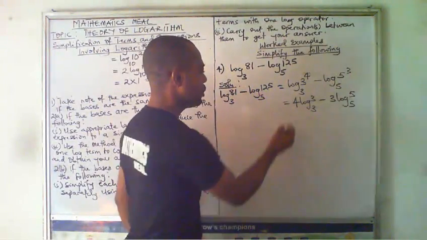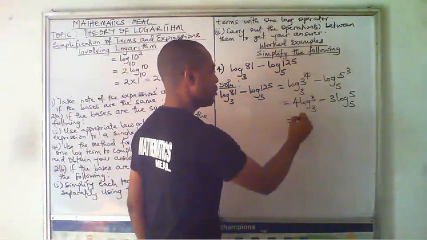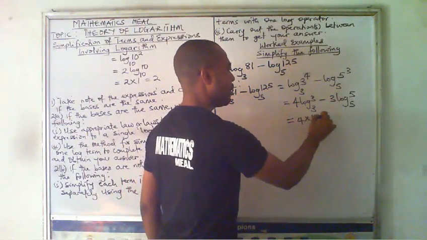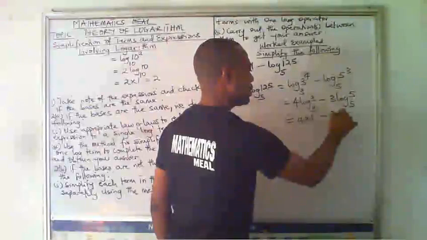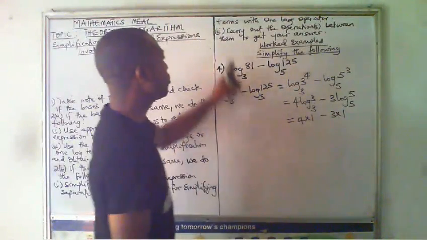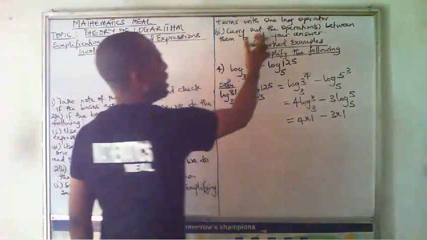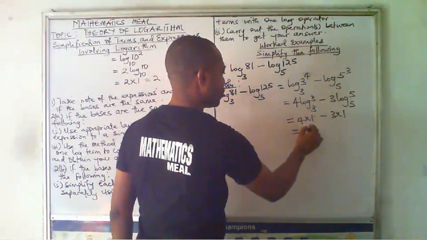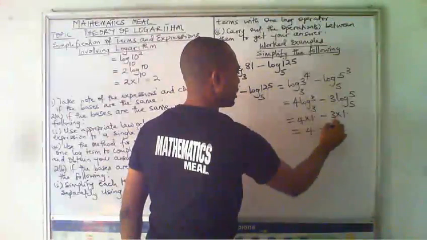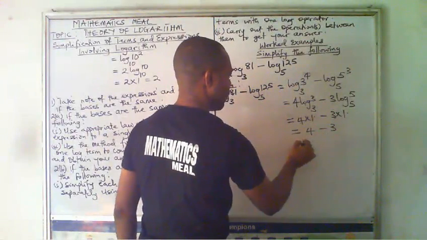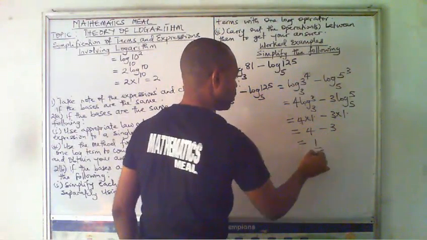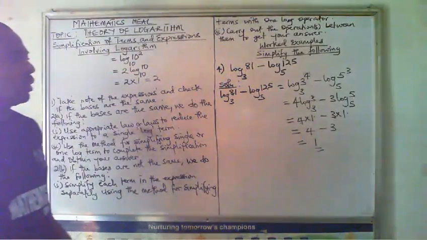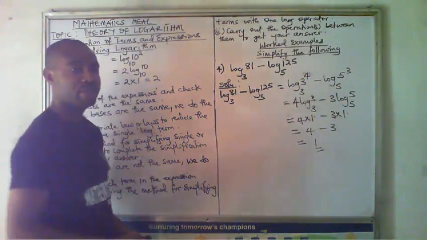So this reduces to 1. The same thing here. So now 4 times 1 minus 3 times 1. They say once we have simplified it, carry out the operation between them to get your answer. 4 times 1 is 4, minus 3 times 1 is 3. And 4 minus 3 will give me what? 1. Oh, isn't that beautiful?